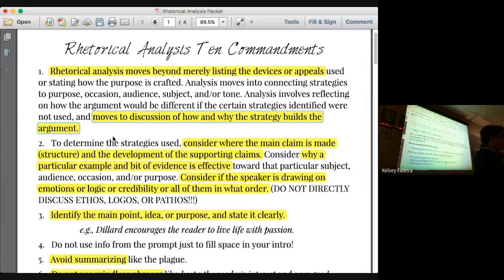Number two, to determine what kinds of strategies are used, you consider things like structure. Where is the main claim? What is the main claim? The development of the idea, so the patterns or methods of development. You look for rhetorical devices. You look for syntax, tone, right? All of the things on the rhetorical triangle, right? You do not directly discuss logos, ethos, pathos. You don't say the author uses ethos as one of your strategies. It's not a strategy, it's an appeal, right?